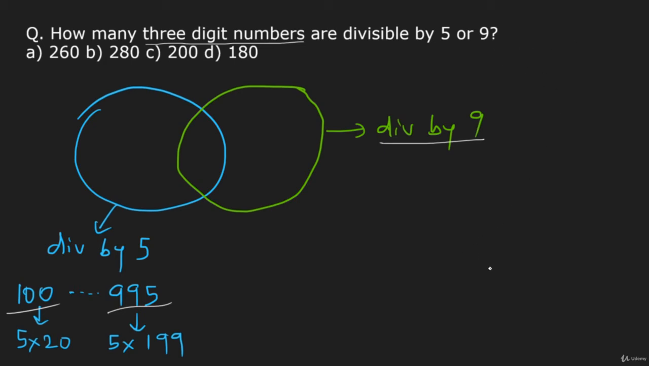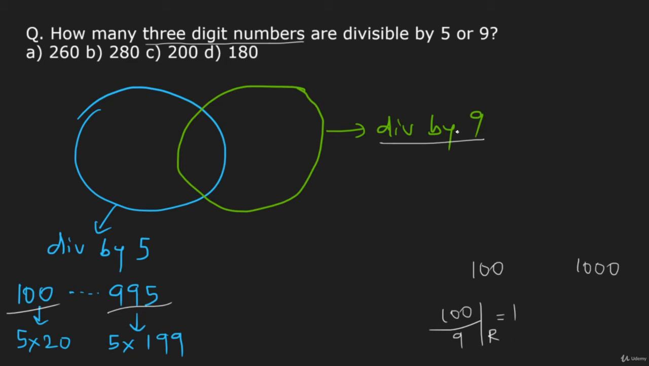Again, let's take the smallest 3-digit number, which is 100, and the smallest 4-digit number, which is 1000. Now if I do 100 divided by 9, I get a remainder of 1, right? My quotient will be 11 because 9 into 11 is 99 and my remainder is 1, right?